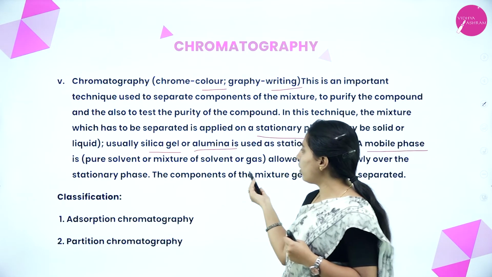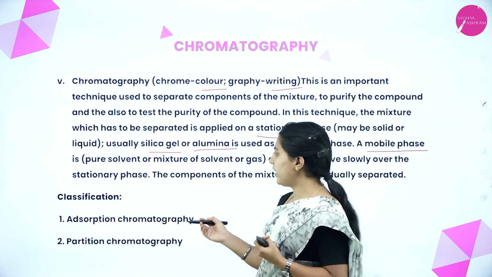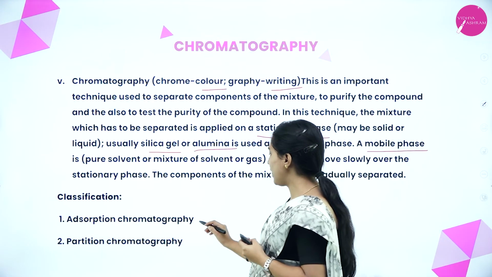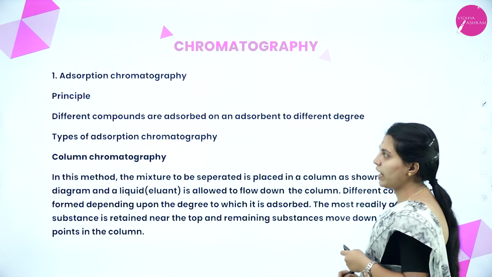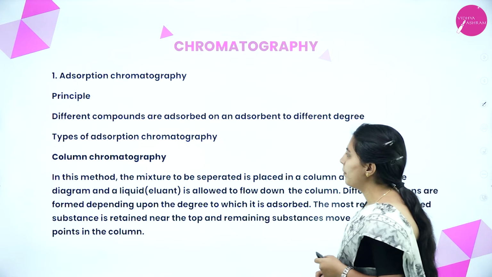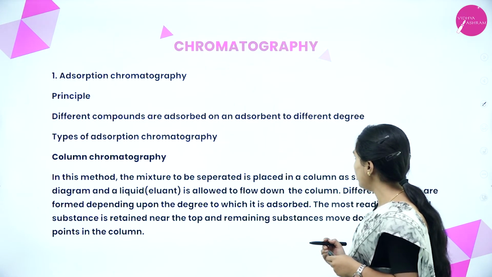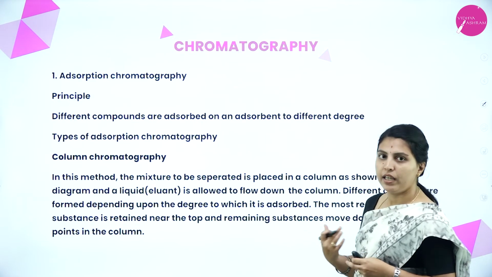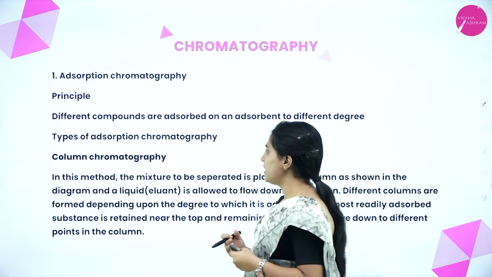Next, pure solvent or a mixture of solvents will be used as the mobile phase. There are two kinds of chromatography: adsorption chromatography and partition chromatography. We will see adsorption chromatography here. Principle: different compounds are adsorbed on an adsorbent to different degrees. Depending on the degree, the different kinds of adsorbed substances will be seen.